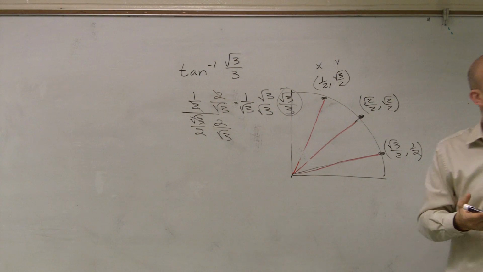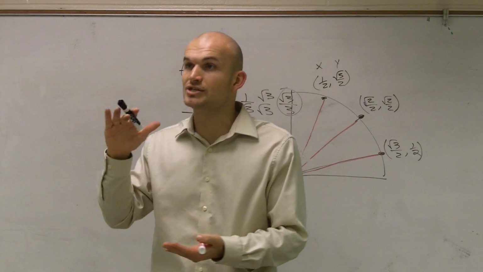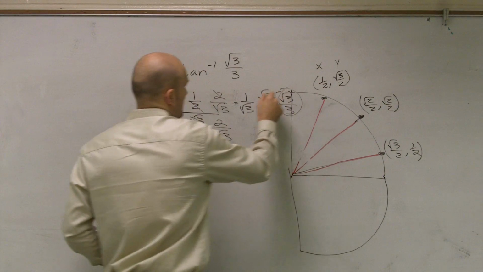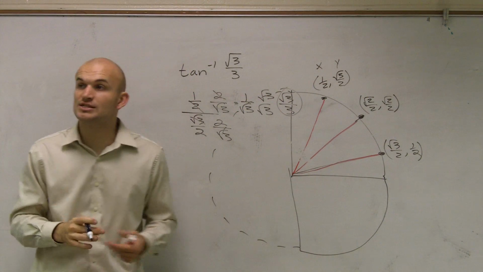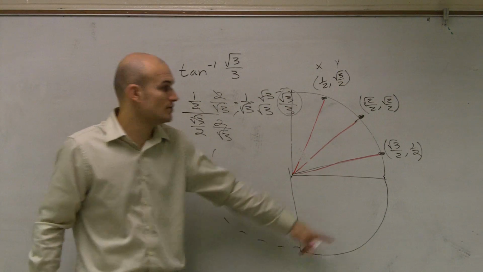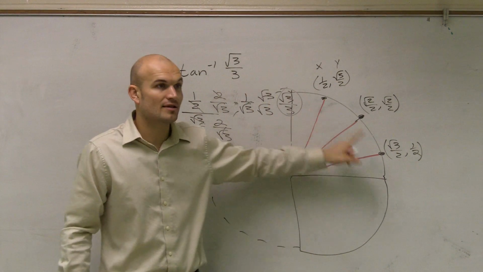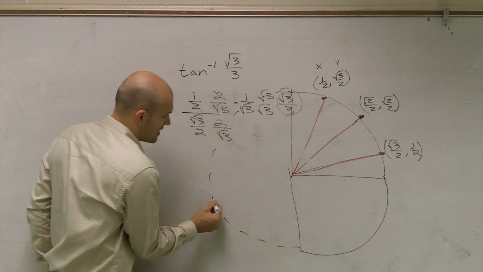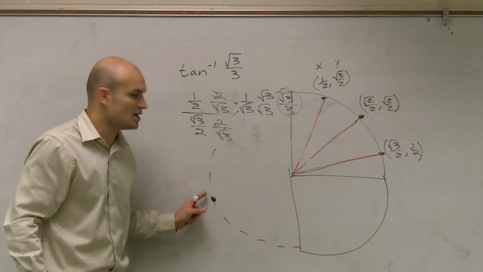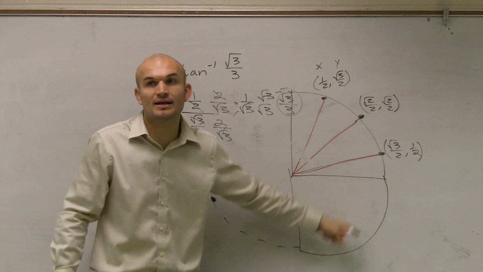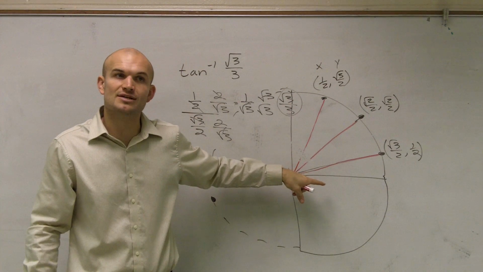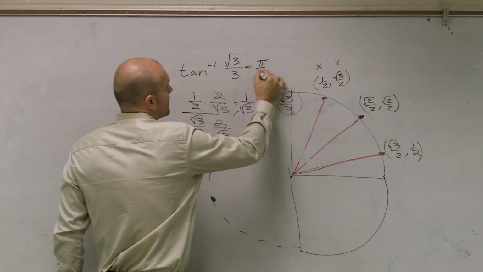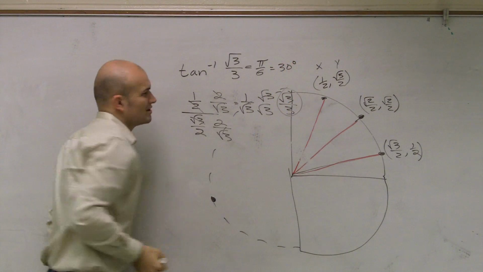But when we talk about inverses, remember we looked at the inverse of a graph, we have our restrictions. The restrictions of the inverse tangent are between negative pi over 2 and pi over 2. So then 30 degrees is my only possible answer. Does that make sense? We know that you could also have this angle right here. We know that you could also have a negative tangent, but that is not within our range for our inverse tangent. So therefore, the only answer when I try to find inverse tangent is going to give me pi over 6, or 30 degrees. Does that make sense?